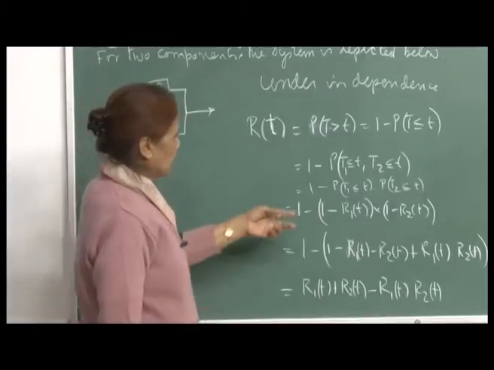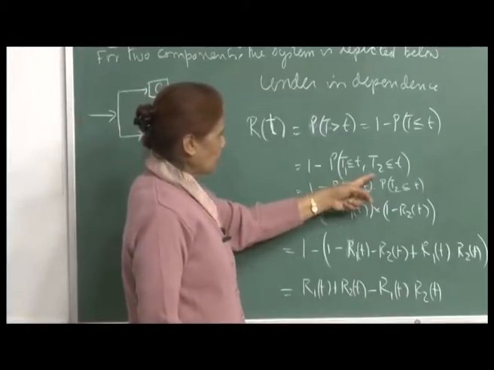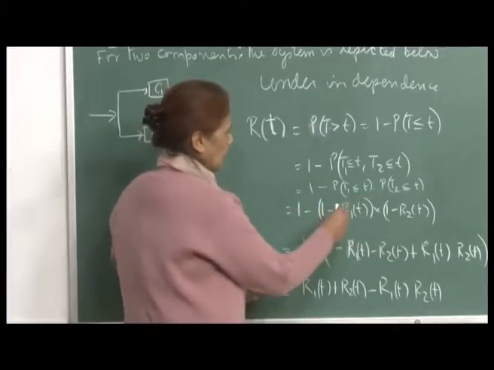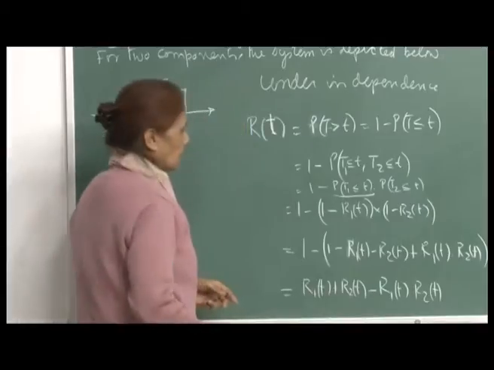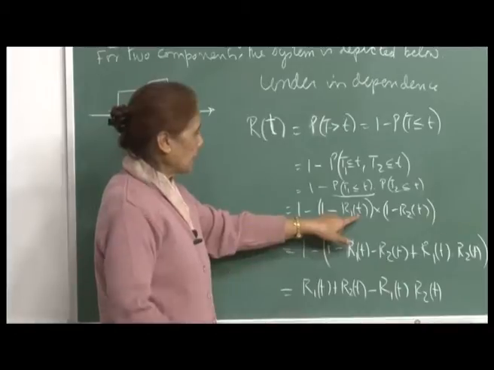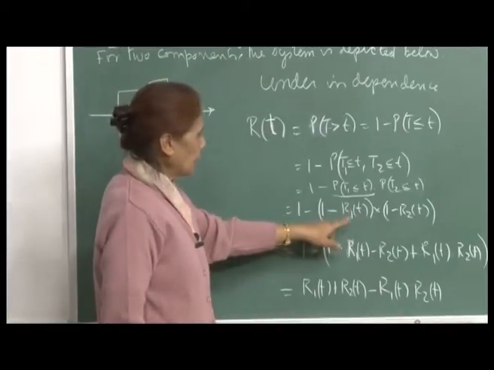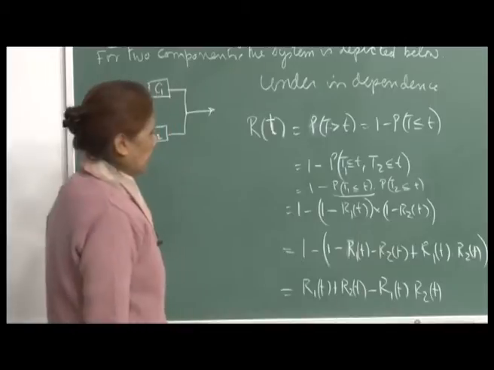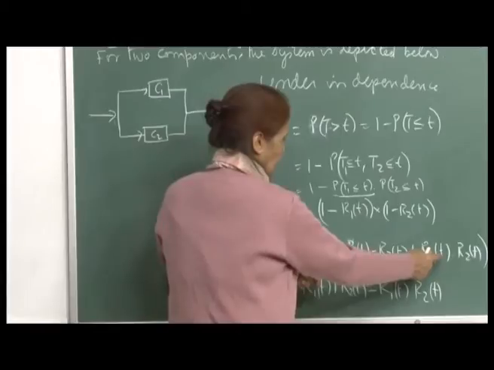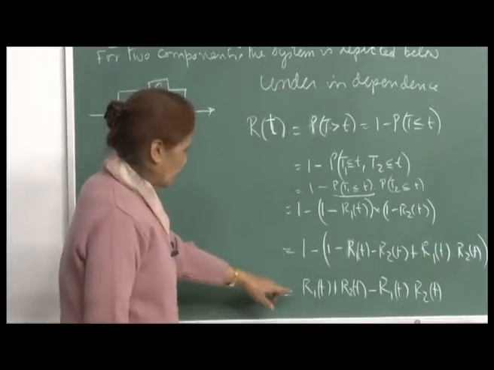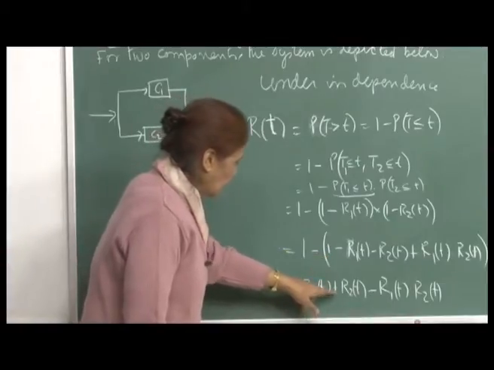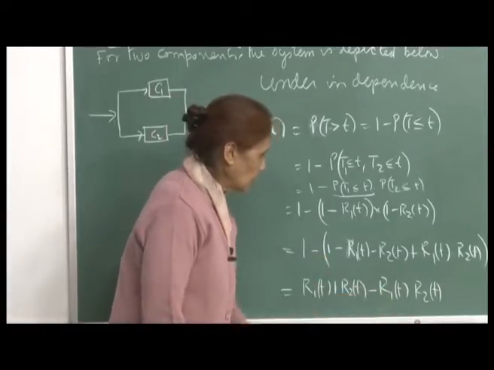Because of independence you write this as the product. Probability T1 less than or equal to t is 1 minus R1(t), because R1(t) is probability T1 greater than t. So, this will be 1 minus R1(t) into 1 minus R2(t). Now, when you multiply out the 2 terms, the 1 minus 1 cancels out, and this reduces to R1(t) plus R2(t) minus R1(t) into R2(t).